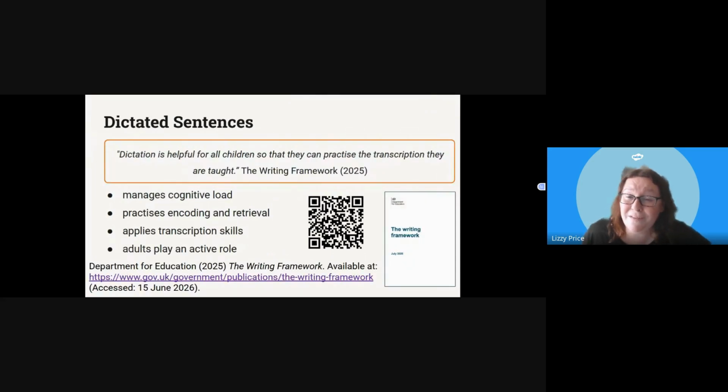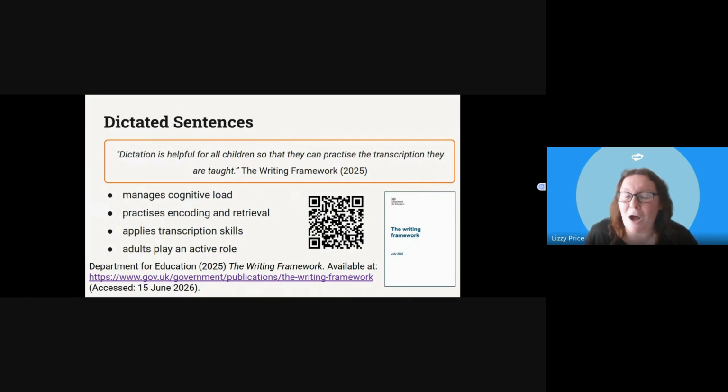Now that we've considered some word level writing skills with James, let's look at how we can support writing at a sentence level. Dictation is explicitly recommended throughout the writing framework in the UK, and for good reason. It is an incredibly powerful tool. The framework suggests that dictation should begin as early as the start of reception year. So why is it considered so important?